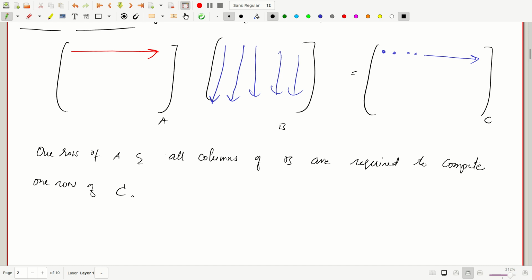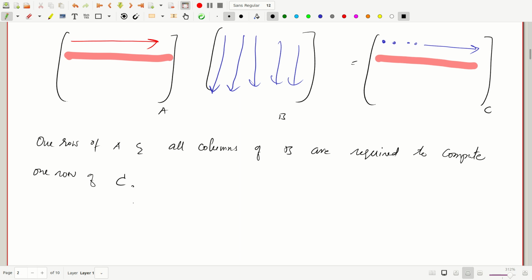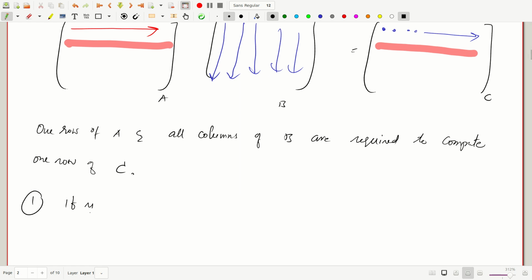Now how can we go about doing this? Whatever we discussed in the context of matrix addition doesn't work, because if you decompose them based on rows here, it requires all the elements. In order to get one row here, you have to have the entire matrix B for every row. As a result, the same decomposition that we used for matrix addition is not going to work.